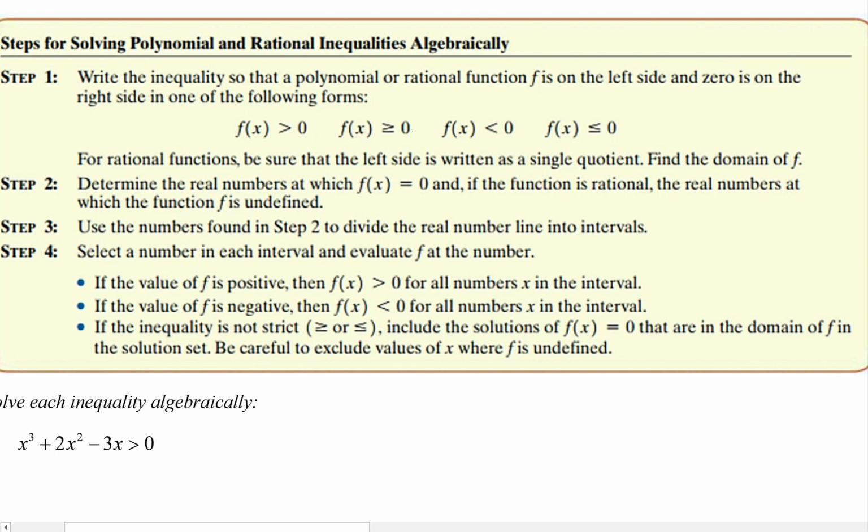For rational functions, be sure that the left side is written as a single quotient. And last but not least, find the domain of f. We're still working with our inequalities.